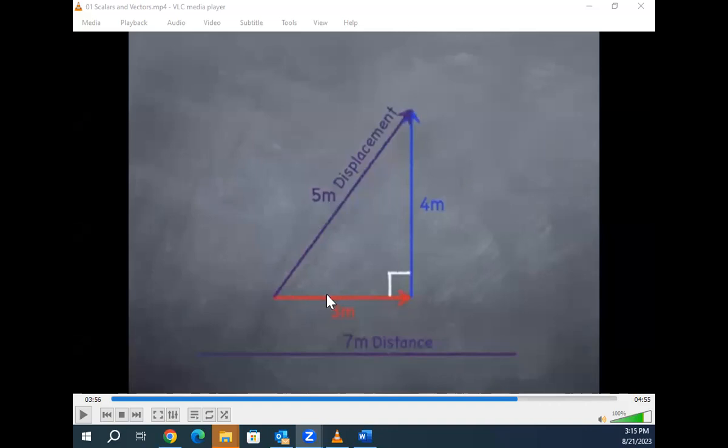You can also do inverse sine of 4 over 5. You can also do inverse cosine of 3 over 5. They'll all tell you 53 degrees. There are three different ways to get it. More often than not, I'll use the inverse tan one, but there you go. And, oh, look at that: inverse tan of 4 over 3.